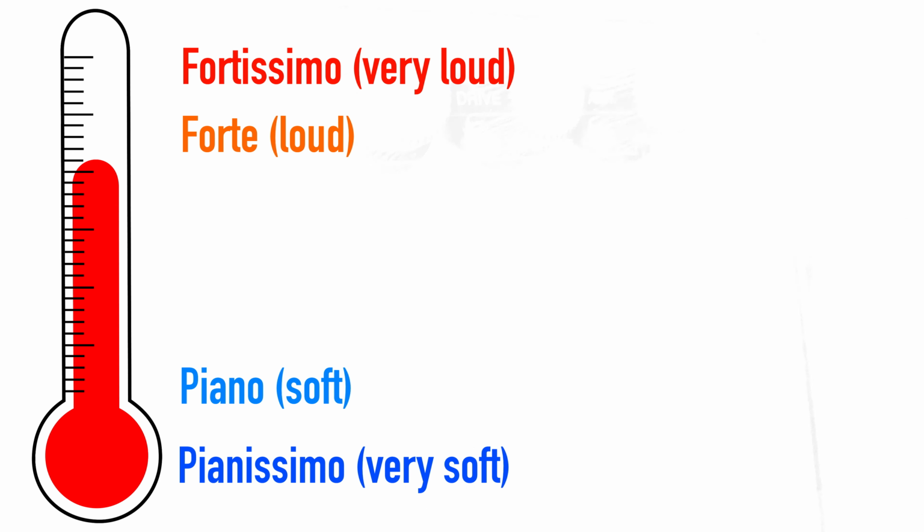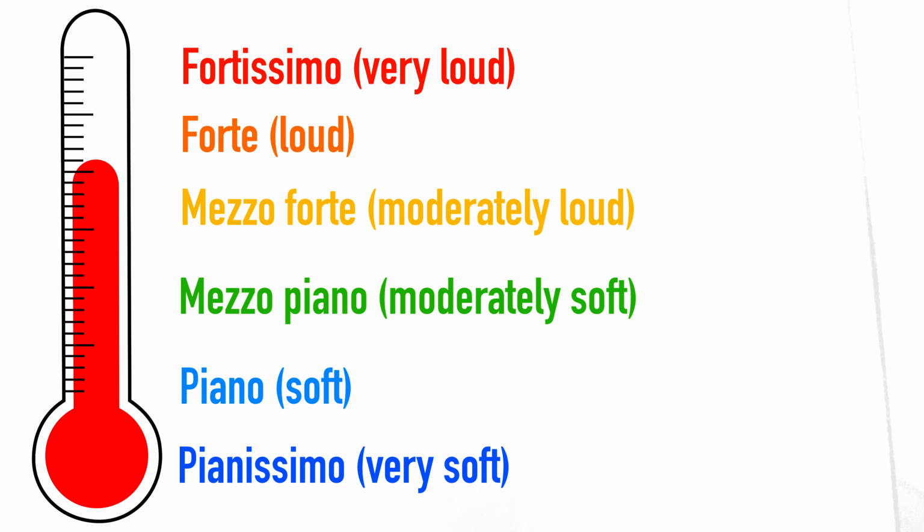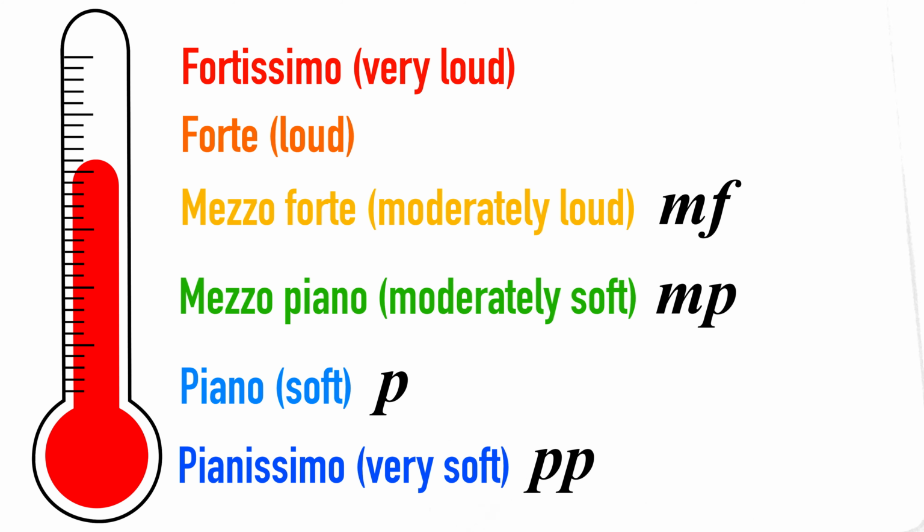But what about the middle? Well, we use the word mezzo, which translates as half, or in music, moderately. So mezzo piano means moderately soft, and mezzo forte means moderately loud. All of these terms are abbreviated when written on a score. PP is pianissimo. P is for piano. MP means mezzo piano. MF means mezzo forte. F means forte, and FF means fortissimo.